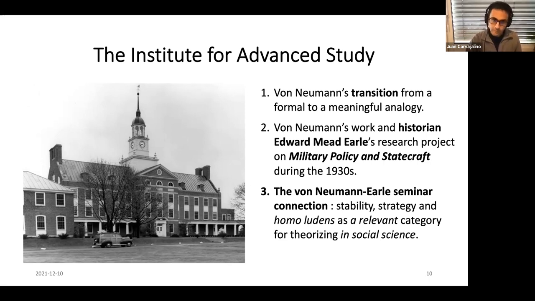And this is that, in another of the rooms of the Institute, there was a group of social scientists, historians, political scientists, sociologists who were gathering in a sort of community, invited by Edward Mead Earle, a colleague of von Neumann at the Institute, who since the mid-30s was willing to establish a seminar on military policy and statecraft. This program consisted of creating a seminar in which he would be able to invite renowned figures to study war as a social phenomenon.